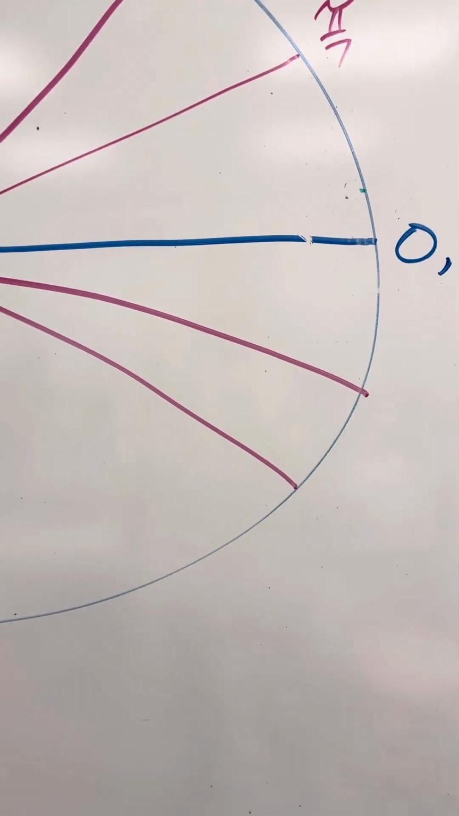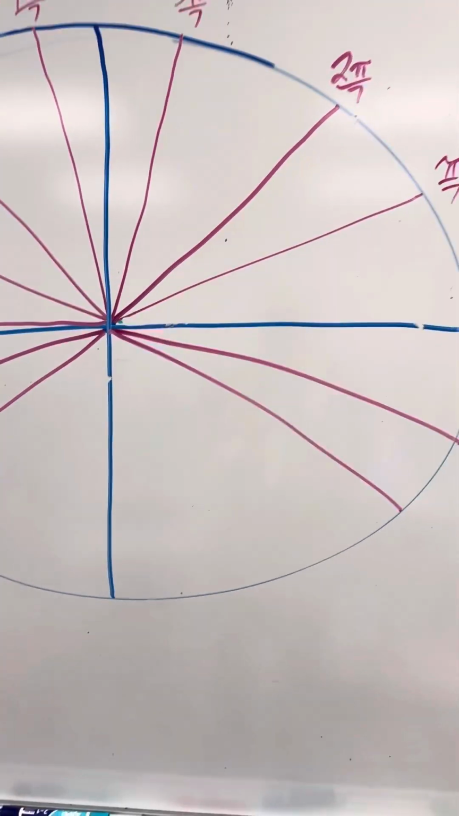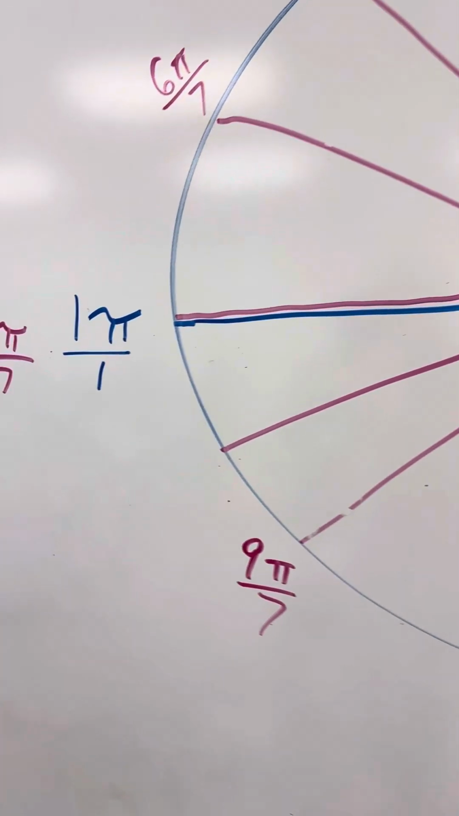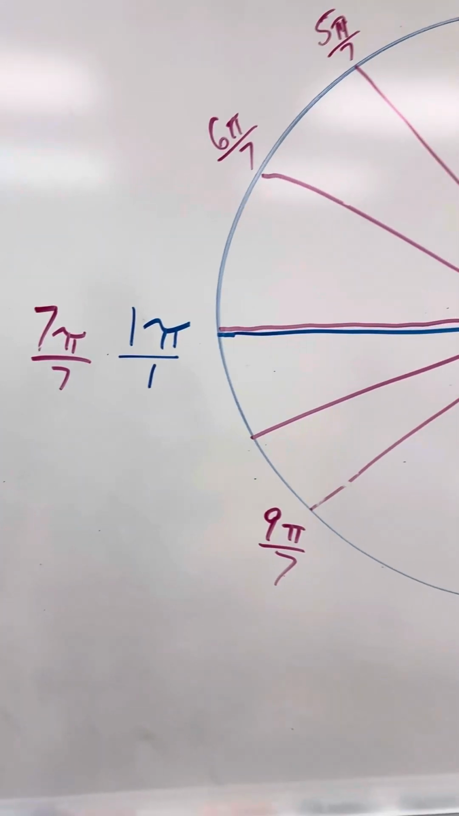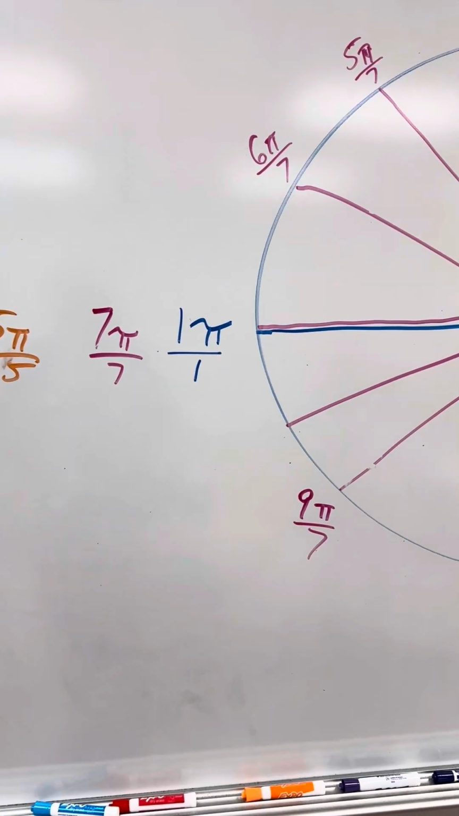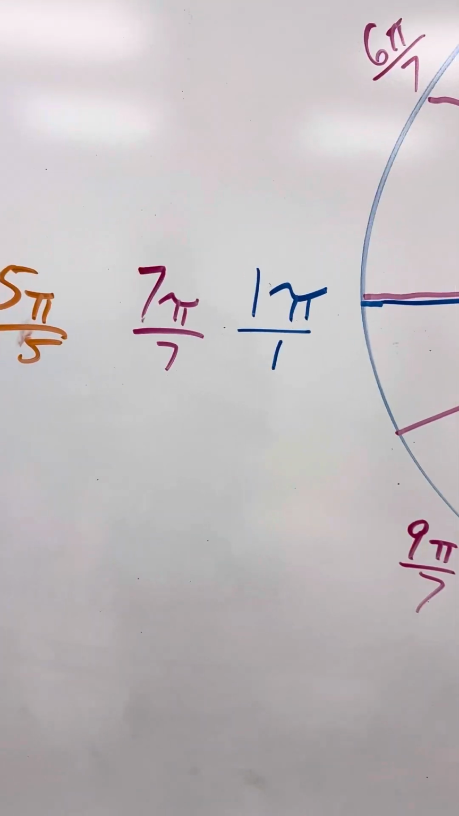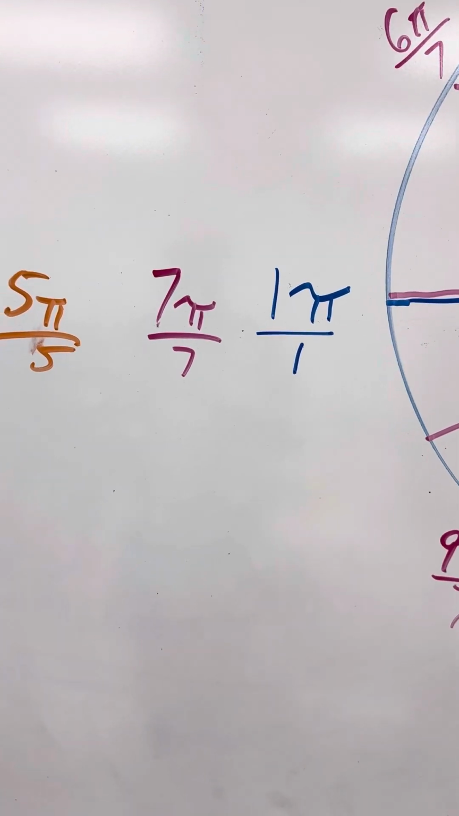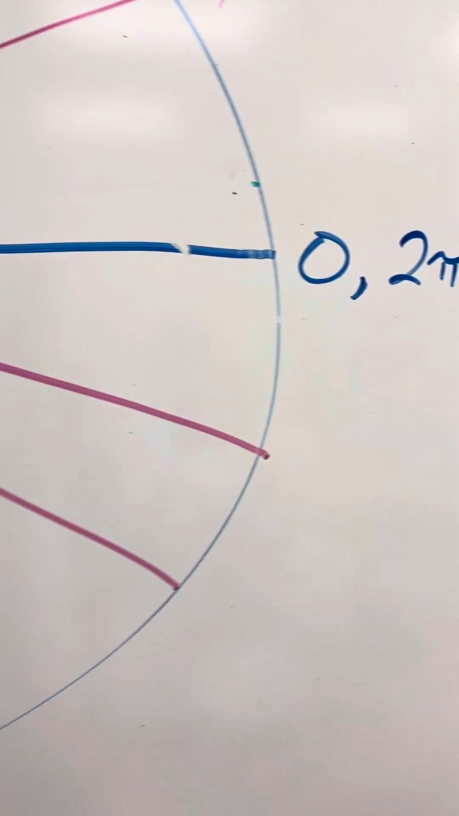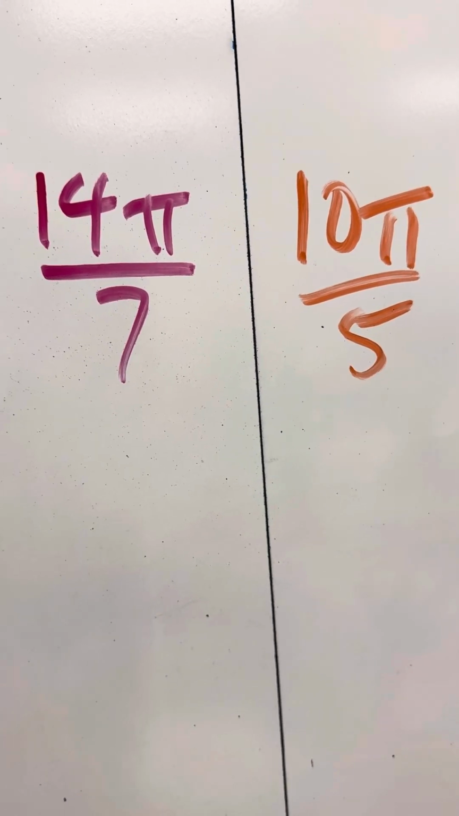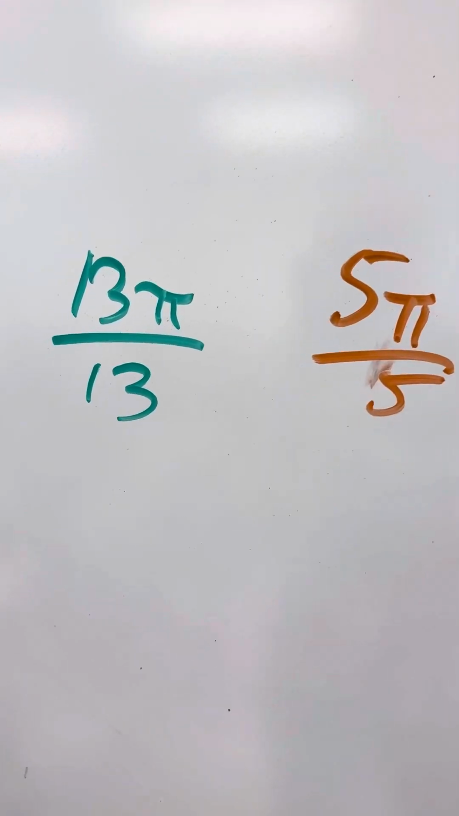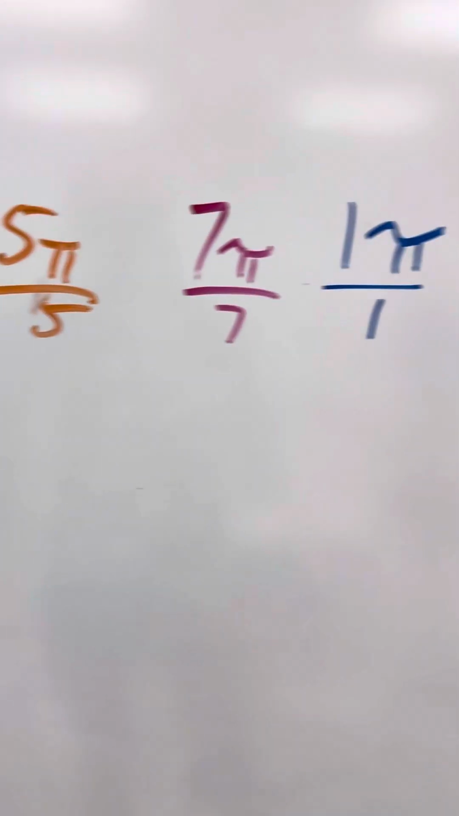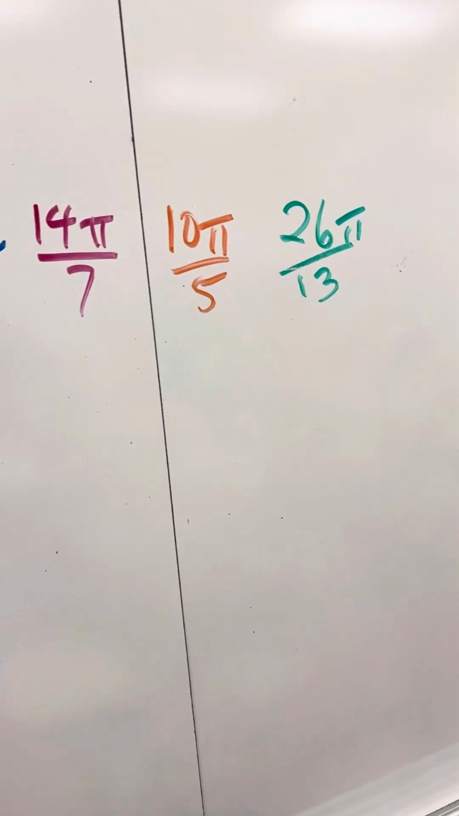What if I said pi over 5? If this is 7 pi over 7, this would also be 5 pi over 5, wouldn't it? Because pi would be the same as 1 pi over 1, 7 pi over 7, 5 pi over 5. And if this is 5 pi over 5, then wouldn't this be 10 pi over 5? And what if I said pi over 13? Then wouldn't this be 13 pi over 13, and this one be 26 pi over 13?